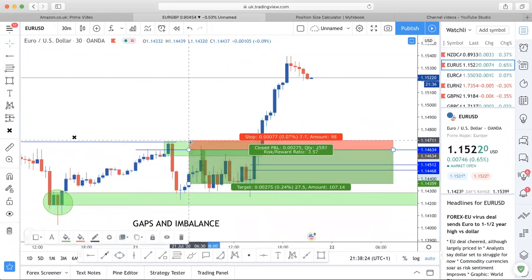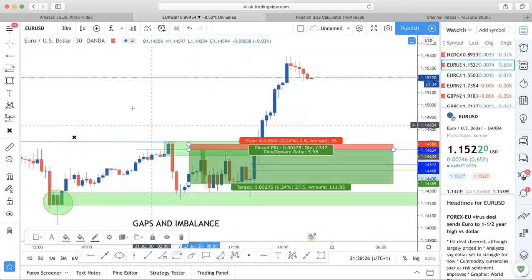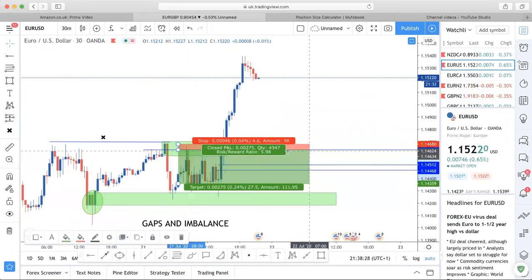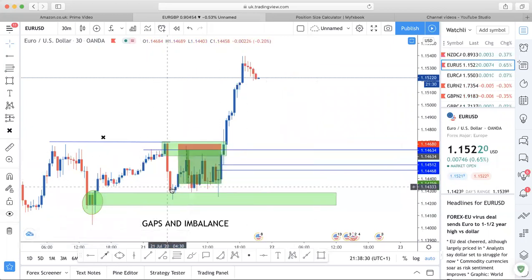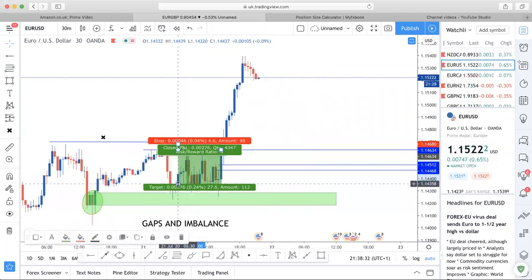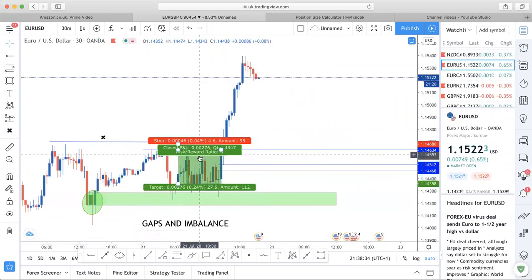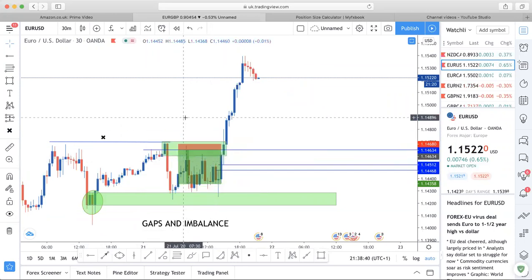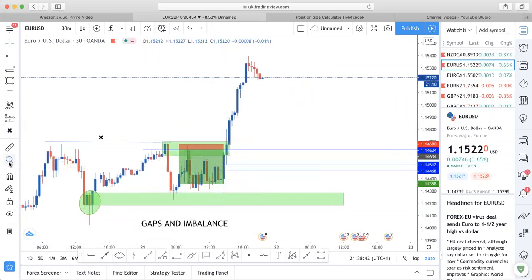Your entry would have been sitting right there with your stop loss there. And your TP is the 50% of this candlestick right here. See, just that alone, guys, you're growing your account already.